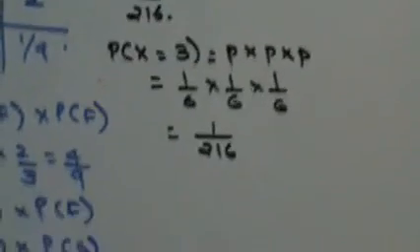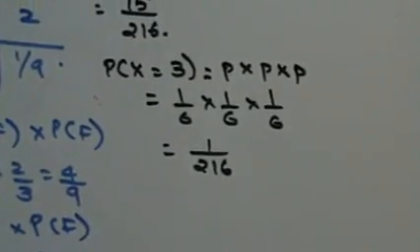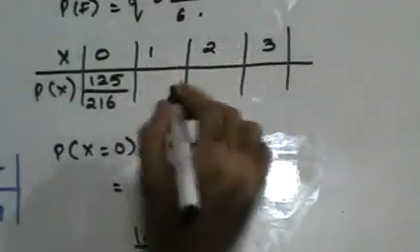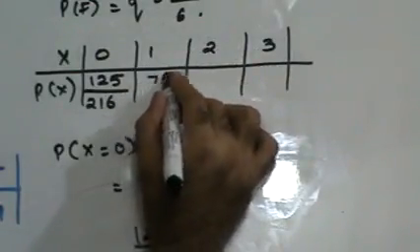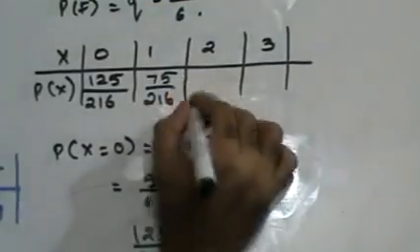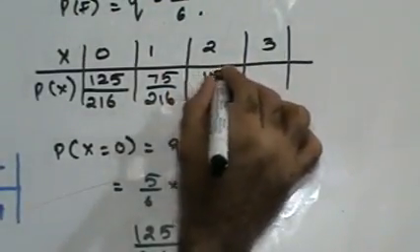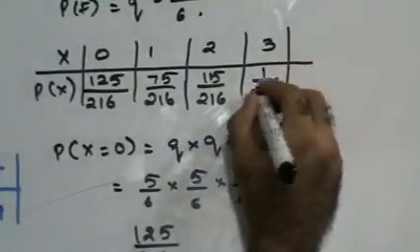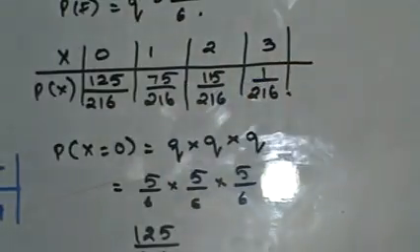So my probability distribution table will be 125 upon 216. Next is 75 upon 216. Next is 15 upon 216. And the last is 1 upon 216. Next, next sum please.